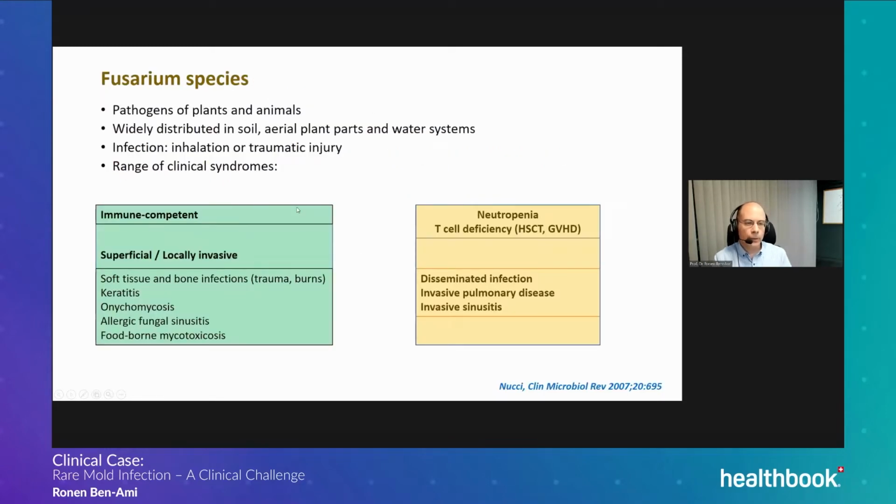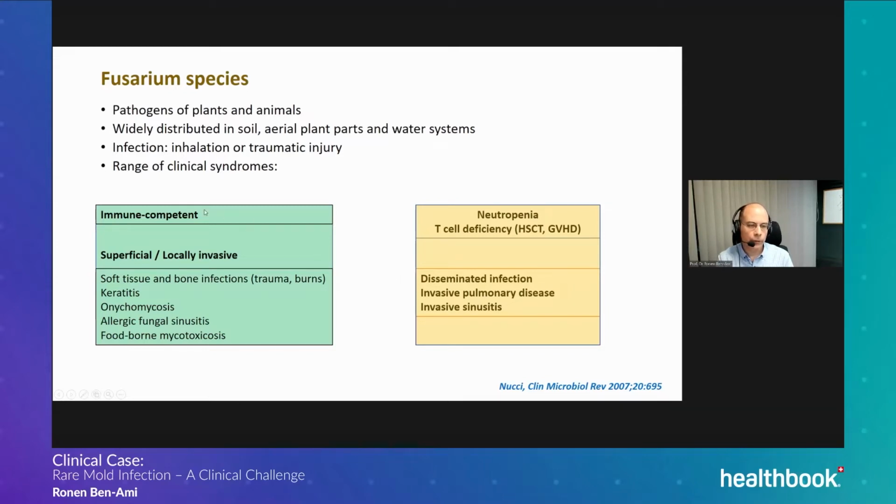So a little bit about Fusarium species. These are pathogens of plants and animals. They are very widely distributed in nature, in soil, in plant parts, and in water systems. And infection usually occurs either by inhalation of airborne spores or through traumatic injury to soft tissue, because of trauma, because of burns. And these can really give rise to a range of clinical syndromes that depend to a large degree on the immunological state of the host.